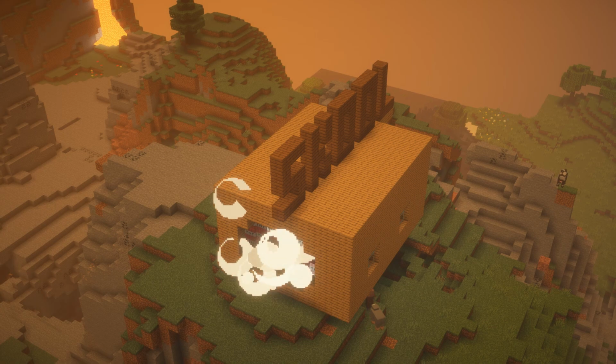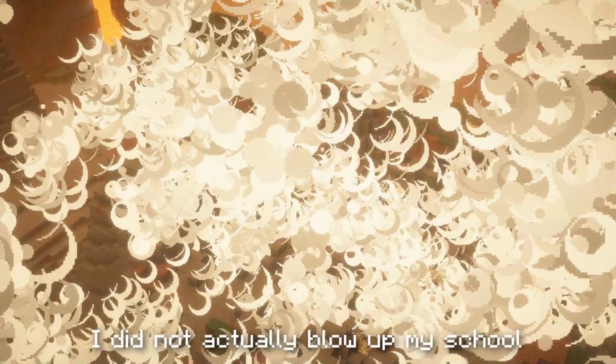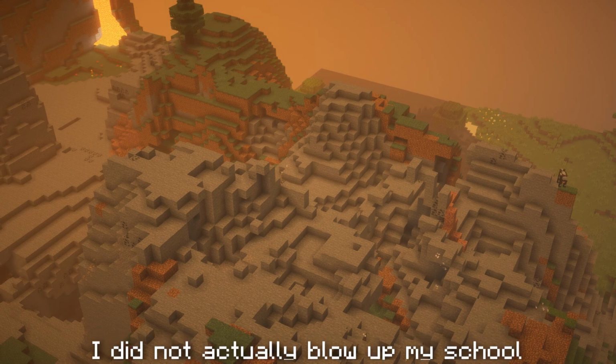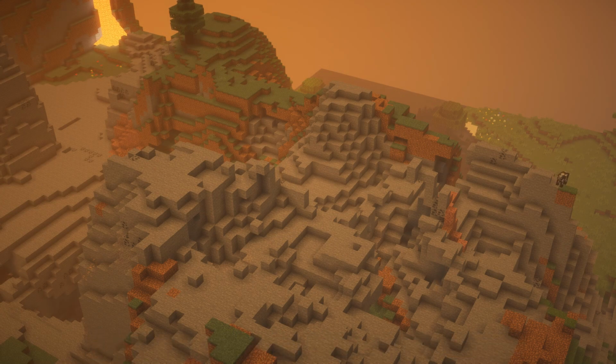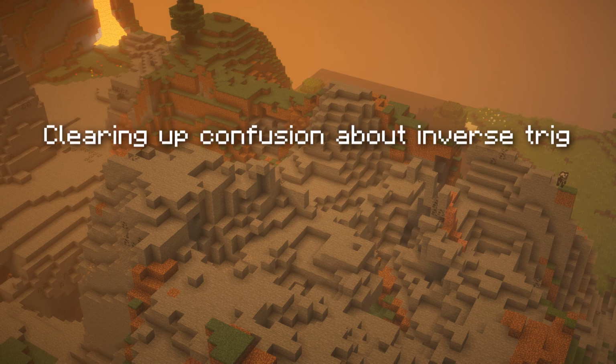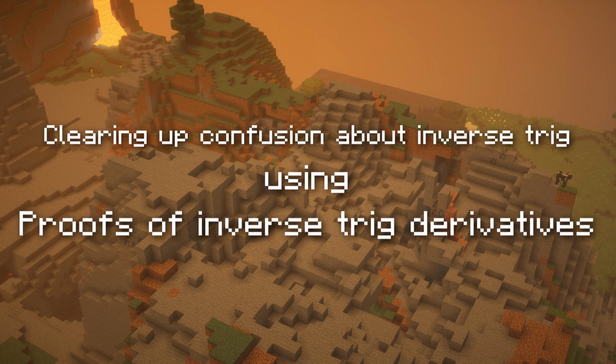What is this? It's a pretty sudden jump, and it's a lot to remember. But today I hope to clear up some confusion about the derivatives of inverse functions by showing the proofs.